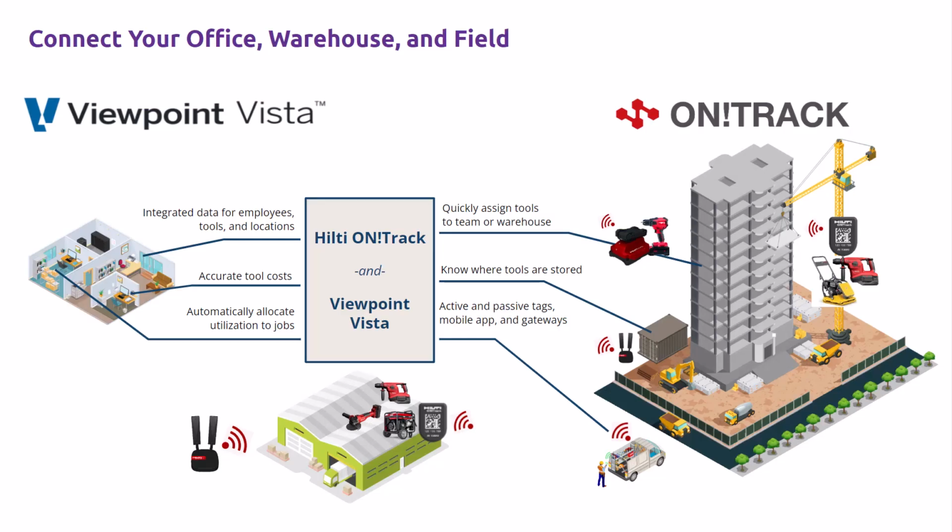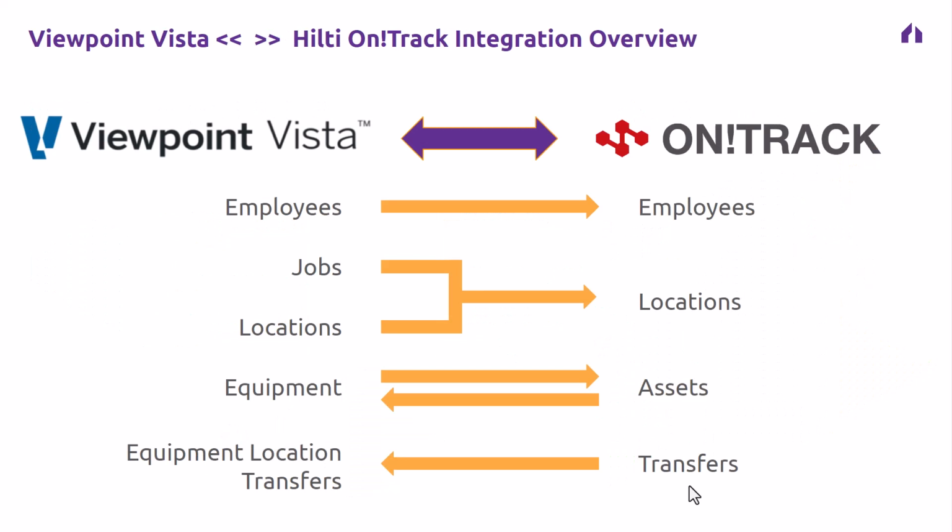Broadly speaking, with the integration, we are connecting the tracking, visibility, and utilization capabilities of OnTrack with the back office of Vista to improve efficiencies and provide better accountability and cost details. Tool and equipment data properly set up in Vista flows into OnTrack where all tool movements are tracked and recorded. That data then flows back into Vista for you to review and create transactions that will charge equipment usage to the job.